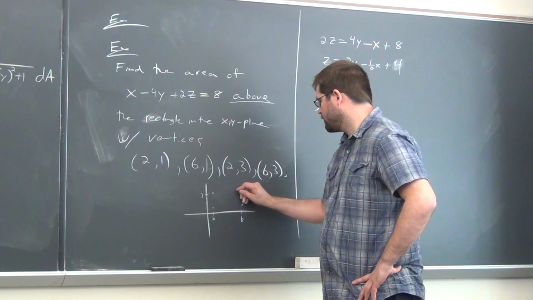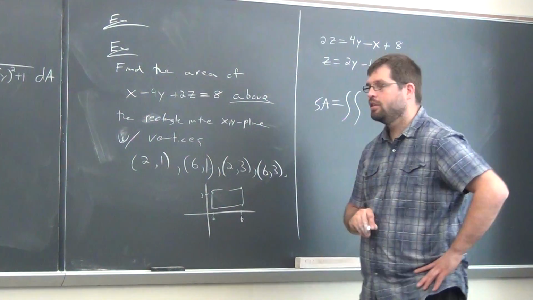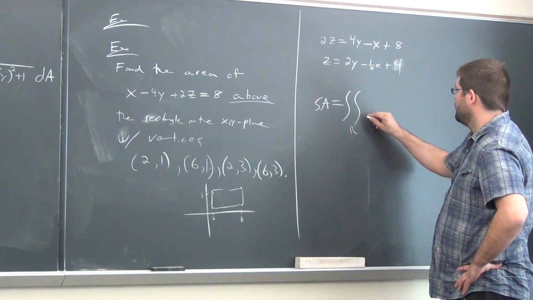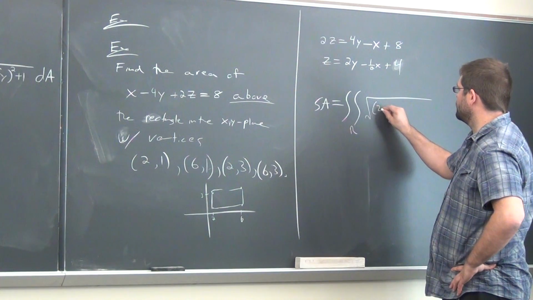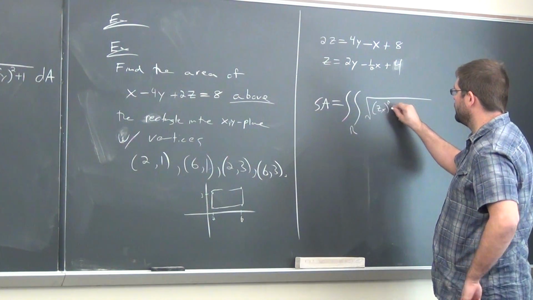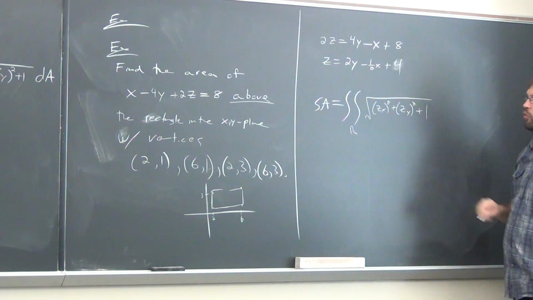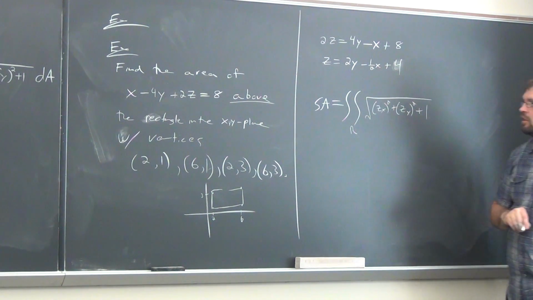So we just have this rectangle. So the surface area, I'll just call it R for now. Square root, and again, you just follow your formula. So it's partial derivative with respect to x, partial derivative with respect to y, both squared, over 1.